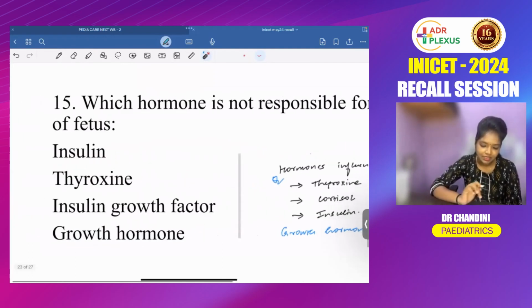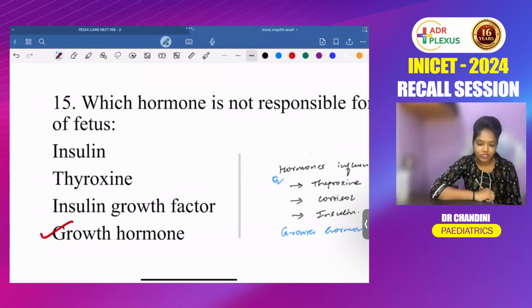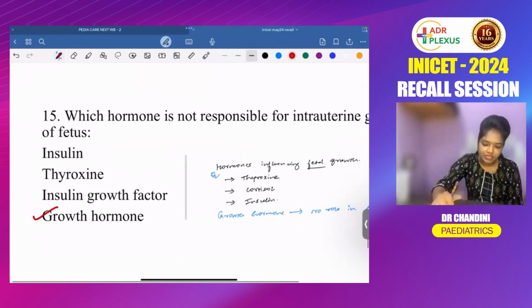So what is the answer? It is growth hormone. Growth hormone does not have any influence on fetal growth. Okay, so the answer is growth hormone.